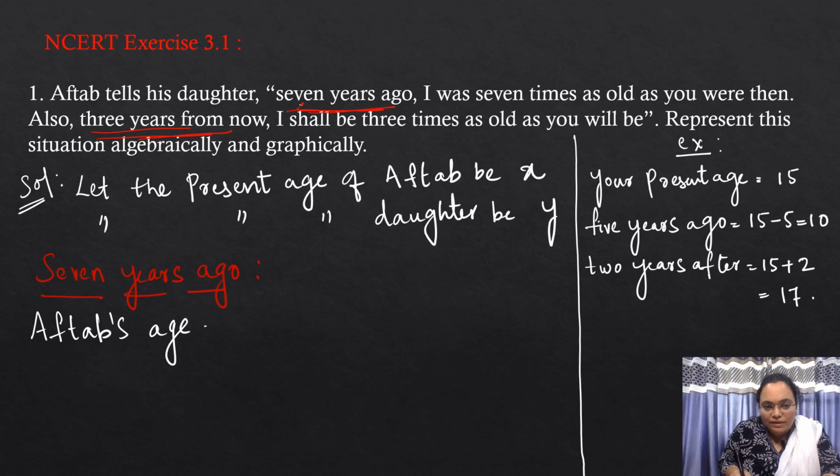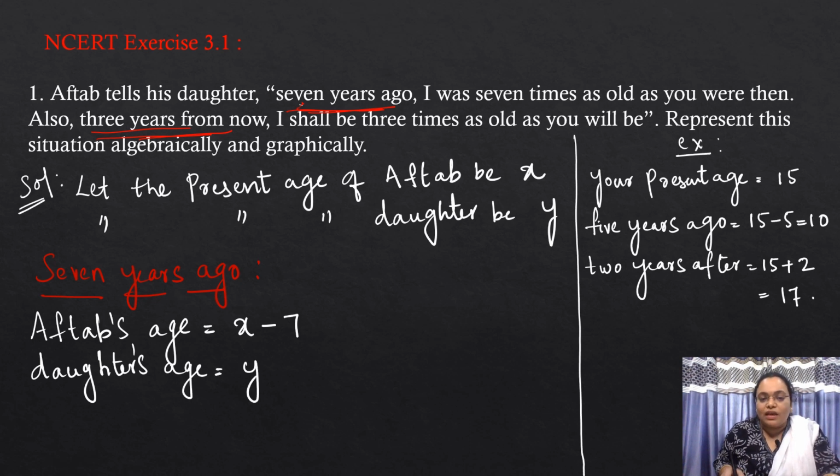Aftab's age will be, the present age of Aftab is X, so X minus 7. Daughter's age will be, Y is the present age of the daughter, Y minus 7. See the problem statement: 7 years ago, I was, here "I" is Aftab. Aftab was 7 times as old as you were then. "You" is the daughter.